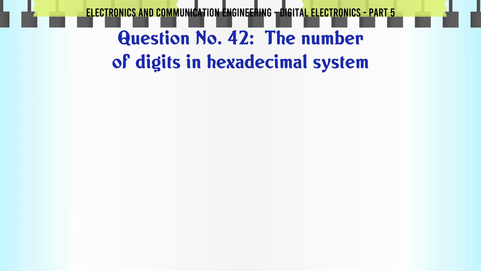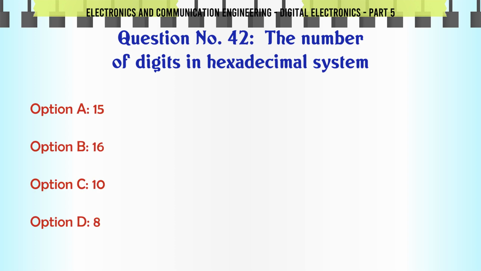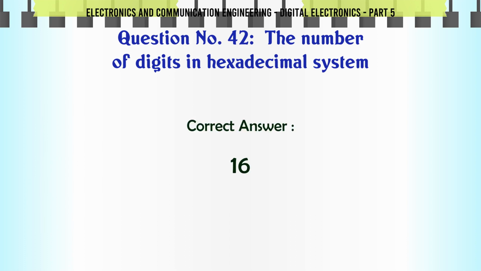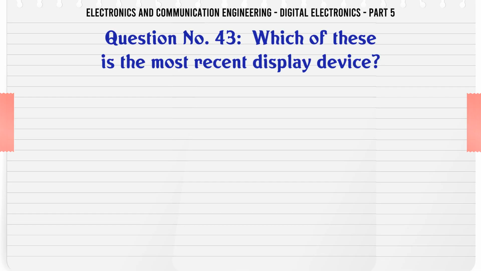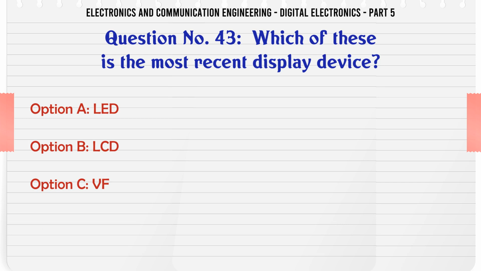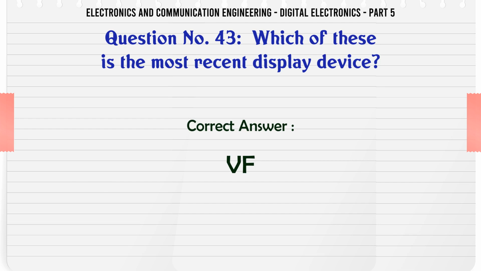The number of digits in hexadecimal system: A. 15, B. 16, C. 10, D. 8. The correct answer is 16. Which of these is the most recent display device? A. LED, B. LCD, C. VF, D. A and C. The correct answer is VF.